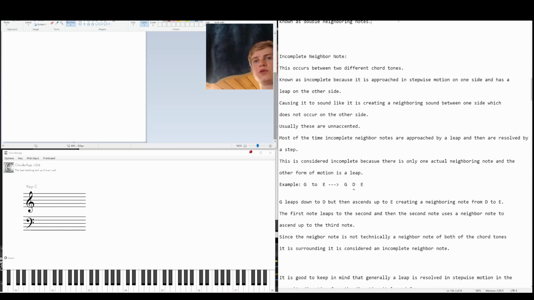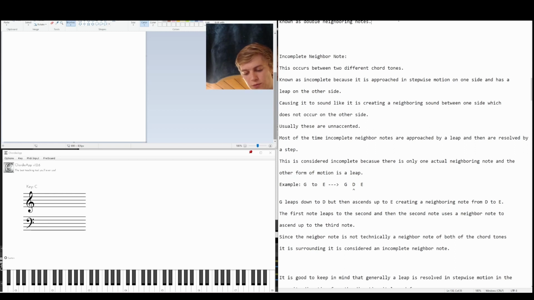Okay, so for example, if I have G and I want to go to E and I have G ringing in the bass at the time, and if I go G, D, and then E, as you can see, it leaps up from G to D, making a perfect fifth, but then it goes right to E just with a stepwise motion. So let's listen to what that would kind of sound like. So as you could hear, it leaped up and then it sort of just merged into the next note.